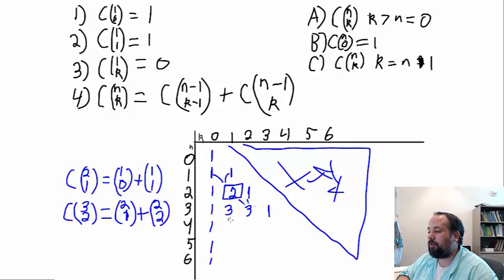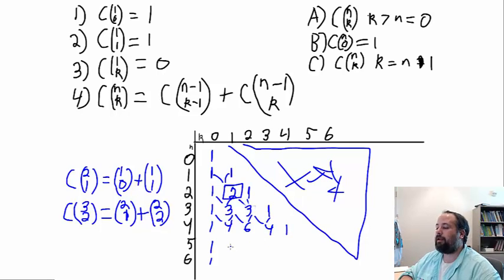And by the same token, this is going to be 3 because that's going to be those two added together. 4 because that's going to be those two added together. 6 because that's going to be those two added together. 4 because it's those two, and then that's going to be 1, and on down. I'm not going to build the whole triangle for you. They do that in the book.